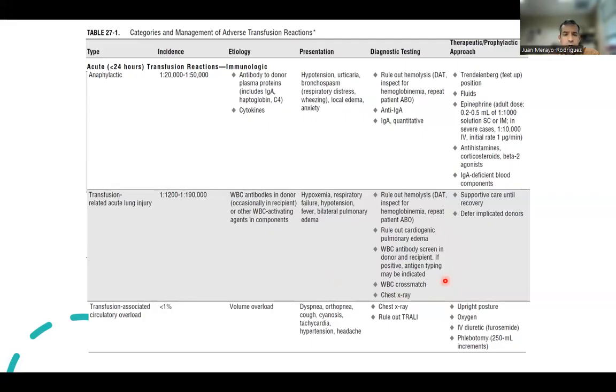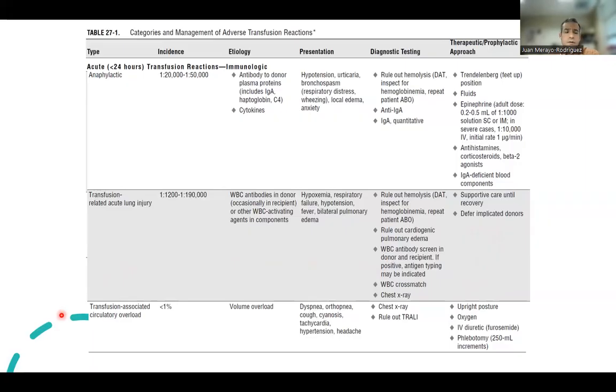White blood cell antibody screen in donor and recipient with positive antigen typing may be indicated, white blood cell cross-match, and chest x-rays. Sadly, there is no actual good therapy for this, just supportive care until recovery, which may include oxygen therapies, and deferral of implicated donors. If you find a donor that can be attributed to the cause of this reaction, then that donor may need to be deferred.